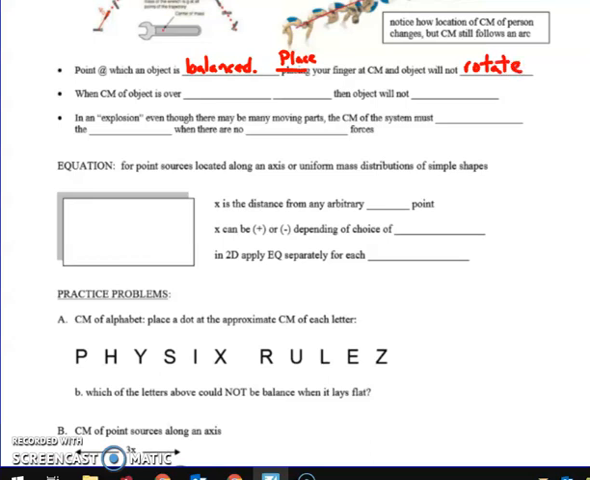Okay, so you take any object, if there's a center of mass located on an object, and you put your support there, it's not going to tilt one way or another. And we'll see the importance of that when we get into rotational motion.